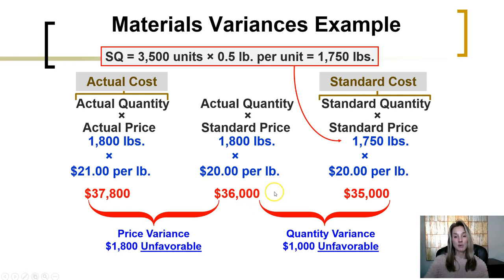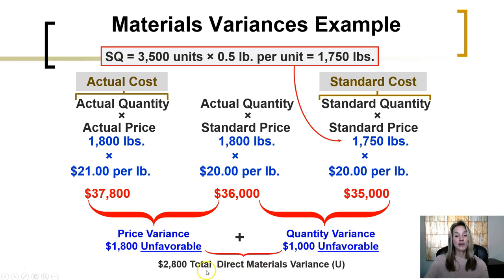$36,000 based on our flexible budget, and our static budget was $35,000, a $1,000 variance. That is also unfavorable because the flexible budget says we should have used 1,800 pounds at $20 per pound. The standard says we should have used 1,750 pounds at $20 a pound for producing 3,500 units. It's unfavorable because we used more pounds of materials to make 3,500 units than our standards say we should have.